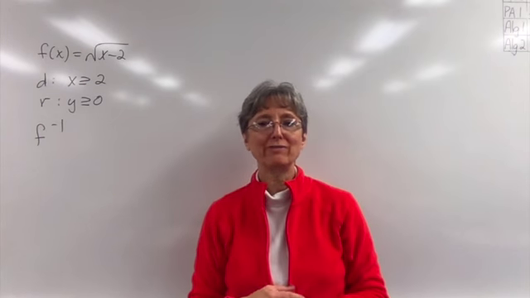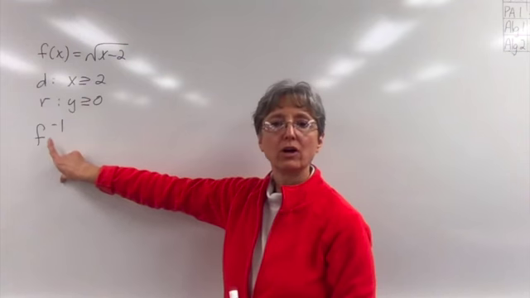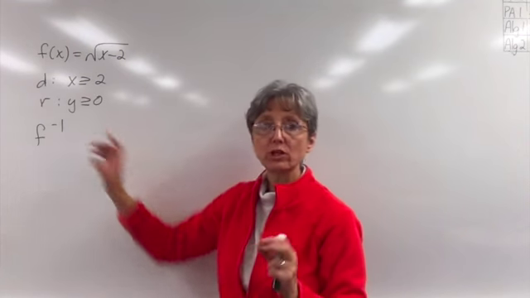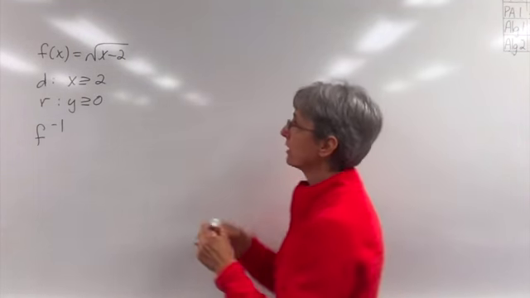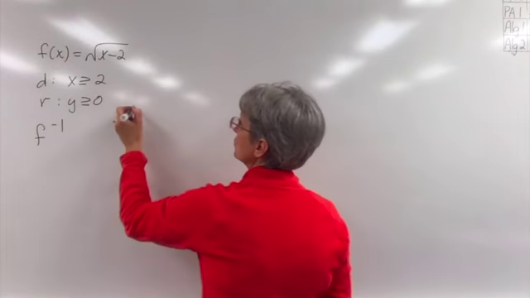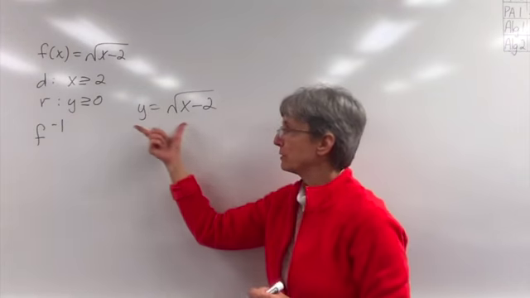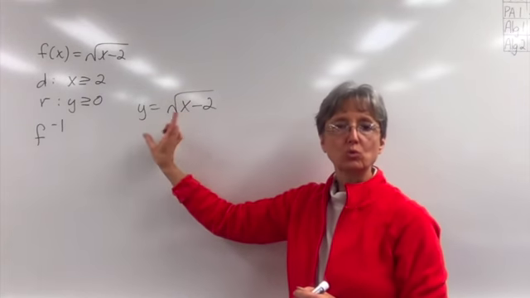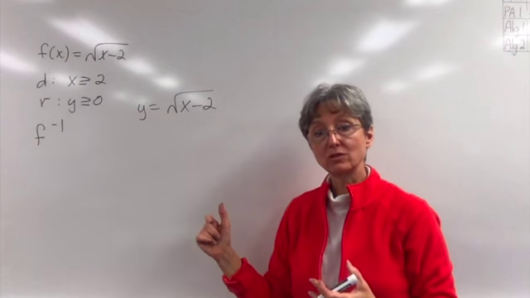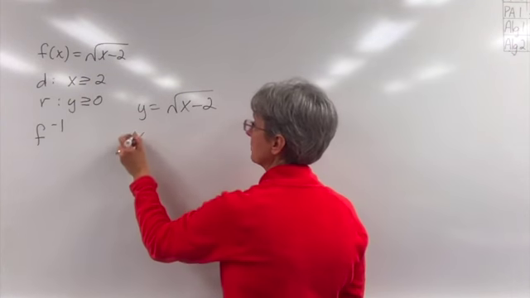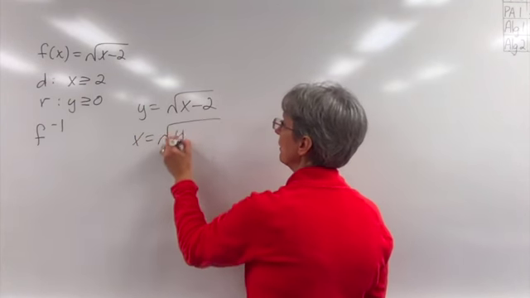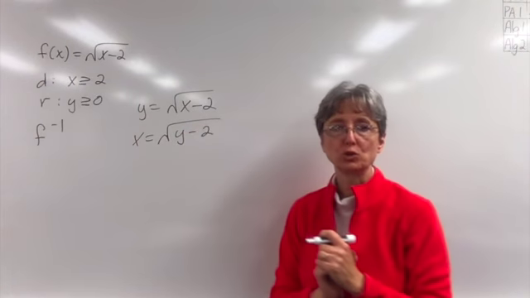Okay, now I want to find the inverse of f. What is the inverse of f? So I'm going to go through the same steps I did before. I'm going to change this f of x to a y. y equals the square root of x minus 2. And remember, my first step is to switch my x and y and then solve for y. So this becomes x equals the square root of y minus 2.